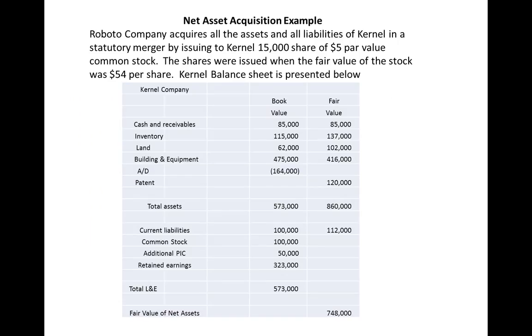But with this information in hand, let's see if we can compute a differential. Look at this example here. Roboto is acquiring all the assets and liabilities of Kernel. What they're going to do is issue 15,000 shares of $5 par value stock. And Kernel is willing to accept that because the fair value of the stock is $54 a share. And then we also see we have Kernel's book value of assets and the fair value of their assets. We can compute the book value of net assets and the fair value of net assets. So let's compute the differential.